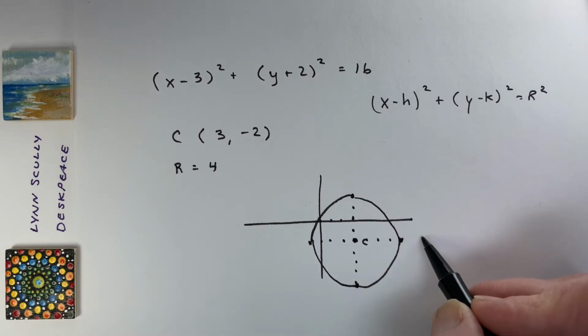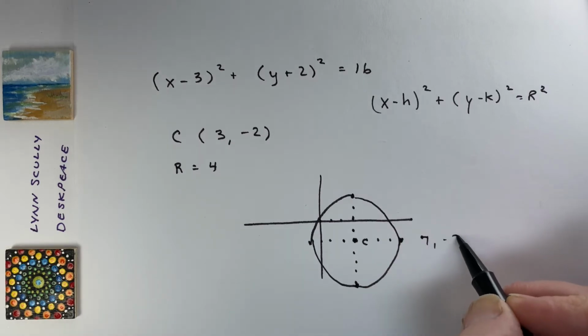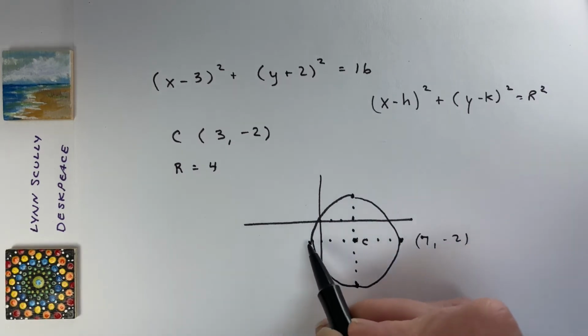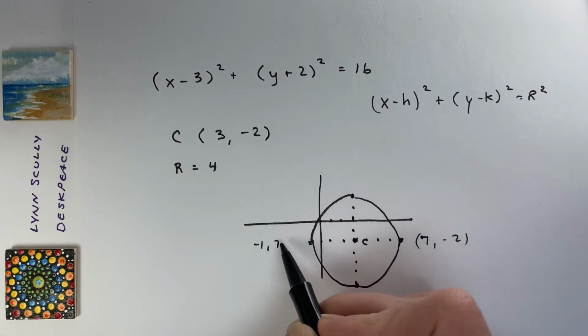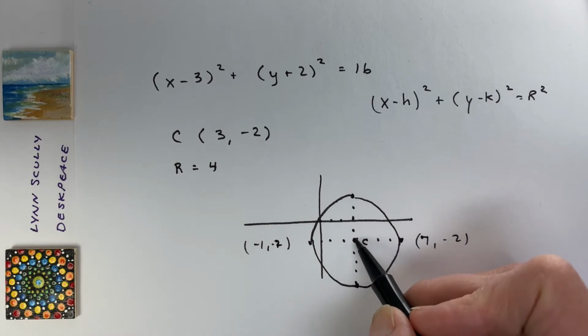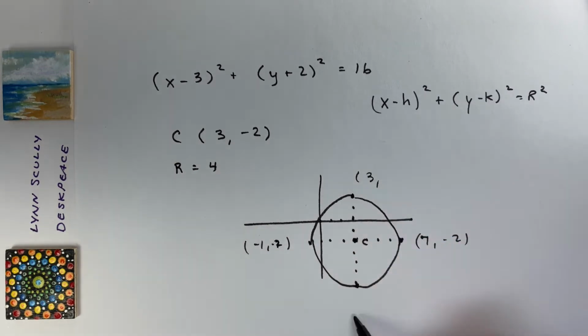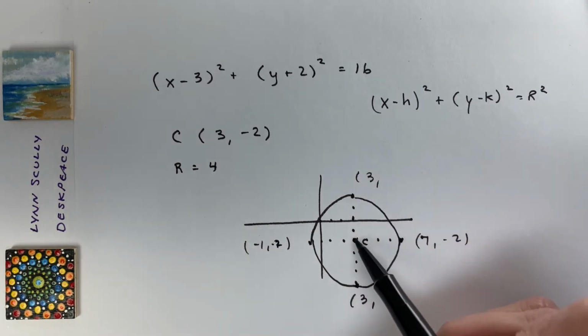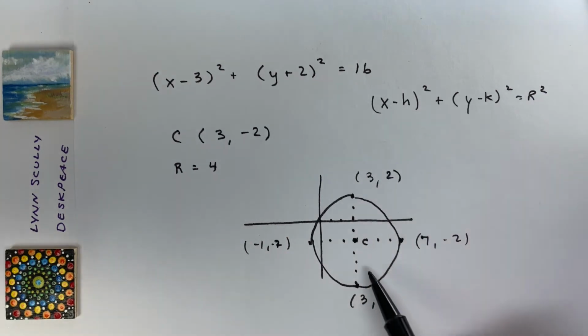3 plus 4 is 7. And the y isn't going to change. 3 minus 4 is -1, with, of course, that y. Now I'll do it to the y's. So first I write the x's, so I have everything. -2 plus 4 is 2. -2 minus 4 is -6.